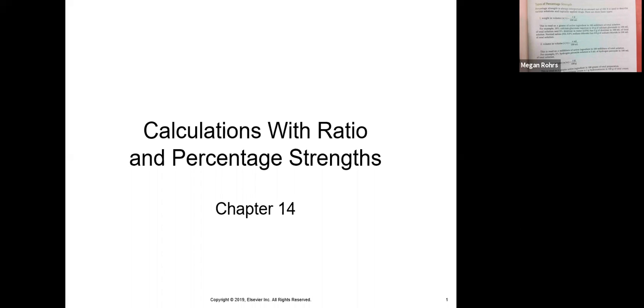Chapter 14 starts on page 329 in your book. This week we're going to be discussing ratio strengths and percentage strengths.